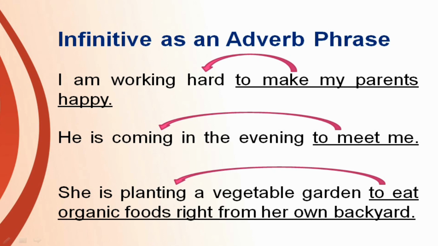Last example, she is planting a vegetable garden to eat organic foods right from her own backyard. Here, in this sentence, to eat organic foods right from her own backyard is an infinitive phrase because this phrase started with to plus verb first form and other words, and this infinitive phrase functions as an adverb phrase because it tells us something about the verb planting. That's why we can say this infinitive phrase functions as an adverb phrase. In this slide, I elaborated infinitive phrase as an adverb phrase.